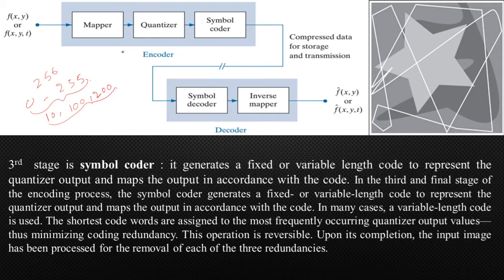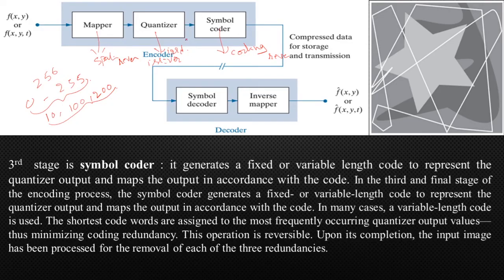That is the encoder. The mapper reduces the spatial and temporal redundancy, and this quantizer reduces the irrelevant information or psycho-visual redundancy. This symbol coder reduces the coding redundancy, and it is reversible. The mapper is also reversible, but the quantizer is not reversible. Okay, it is irreversible.